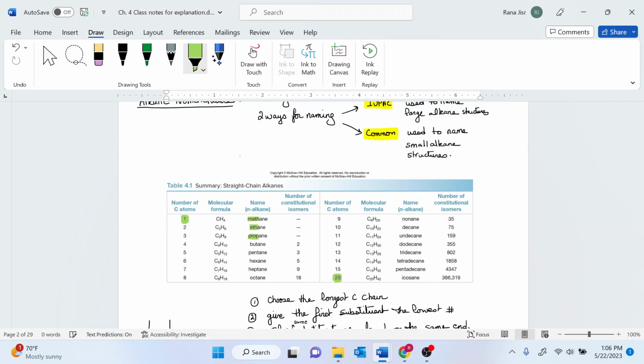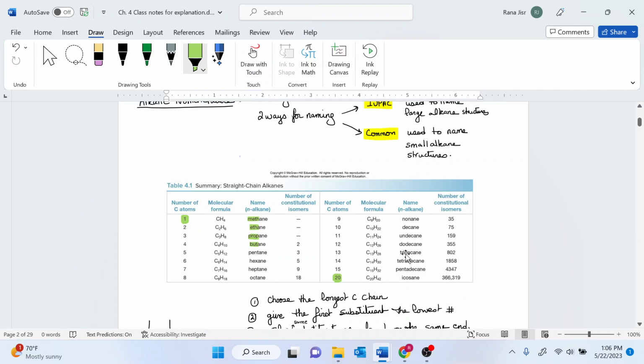Three carbons, prop. Four carbons, but, and so forth. Oct stands for 8 carbons. Non stands for 9 carbons. Dec, 10 carbons, and then you add as you go. So un means one in addition to the decane, so it's going to be 11 carbons. Do means two in addition to the decane, so it's going to be 12 carbons.